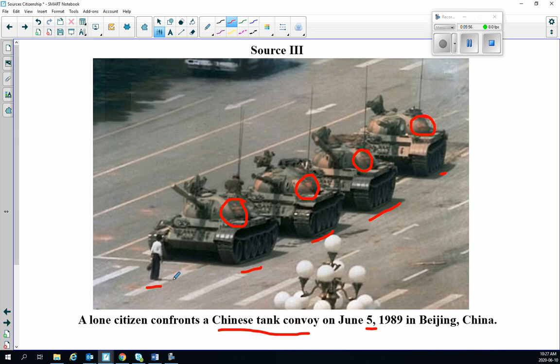Given that he is just a common man, theories are he was just a guy coming home from work. The theory is he was a guy who had just worked the night shift, was on his way home from work, and confronted the tank convoy. So, in a sense, he's the common man. He represents the common man. He's an unknown citizen. He is an unknown figure that stood up to the Chinese government.